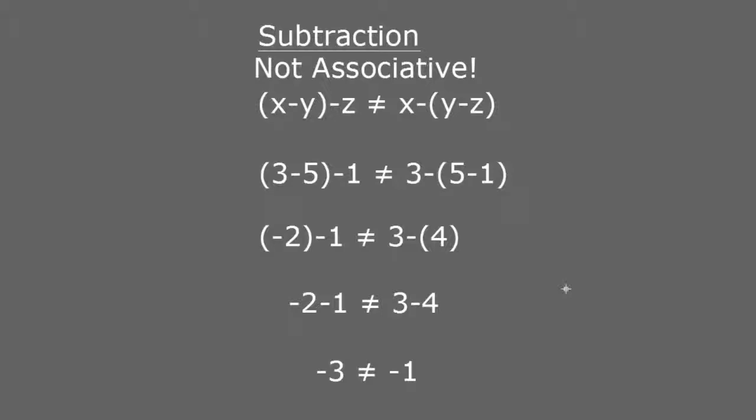So be very careful with subtraction. If you're subtracting three consecutive numbers, depending on which two you choose to subtract first, the result is going to be different. And as we said before, subtraction does not follow the associative property. The associative property is not true for subtraction. Changing the order of the operation, changing the order of which number you subtract first, is going to change your final result.